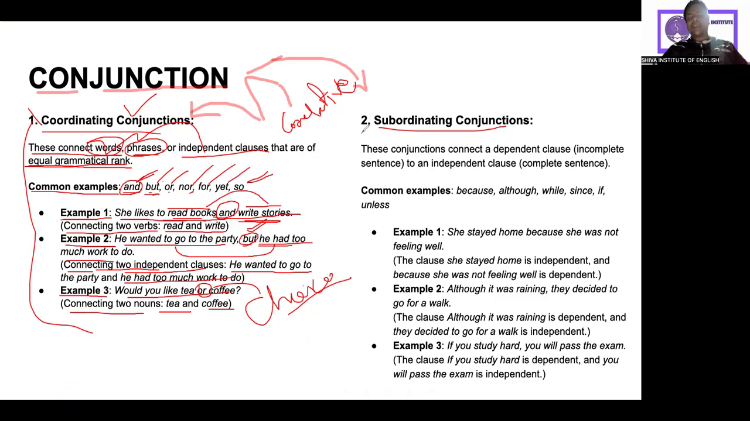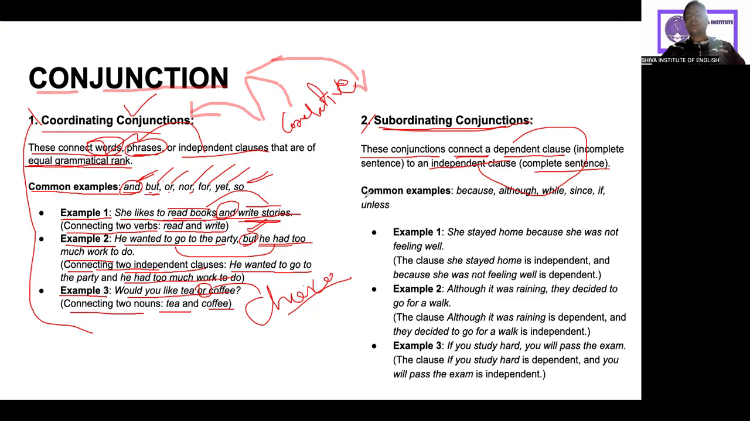Now, coming to the second one, called a subordinating conjunction. When we talk about subordinating conjunctions, these generally connect a dependent clause, right? Like I told you some time ago, what is a dependent clause? A dependent clause is generally called an incomplete sentence, or incomplete information, that requires the help of what? Another sentence to complete it. So subordinating conjunctions generally connect a dependent clause with whom? With the independent clause, right? So then it forms a complete sentence.